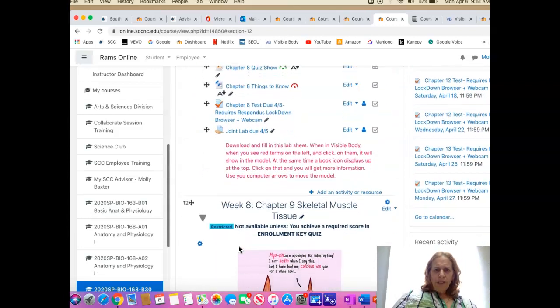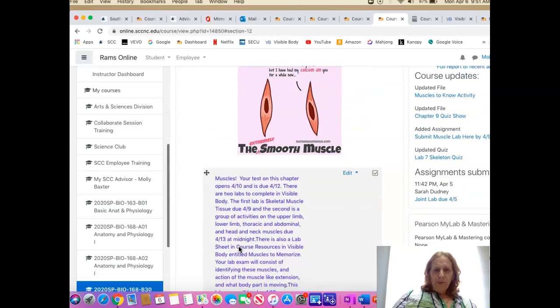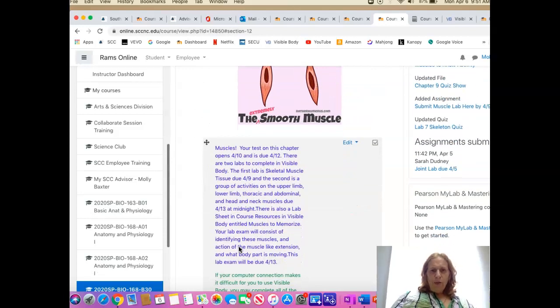So this week's information: your test on this chapter opens April 10th and is due the 12th. There are two labs to complete in Visible Body. The first lab is skeletal muscle tissue due the 9th, and the second is a group of activities, and we'll look at those activities. That second lab is due the 13th at midnight.